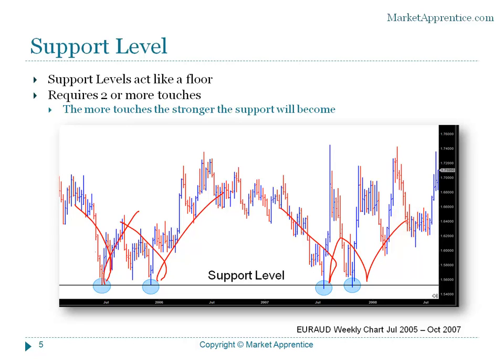As a definition, for a horizontal support level to be valid, it requires 2 or more touches on that same price level. Once there are 2 or more touches, that level becomes valid and it could be applied over again and again. Just to be clear, the more touches, the stronger the support will become.